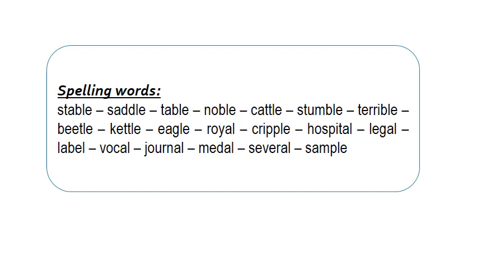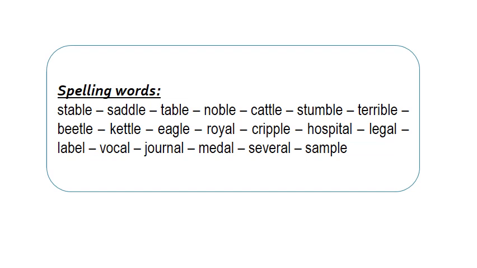Saddle, saddle, schwa sound. It ends with D-L-E, saddle. So I have stable, saddle. Table, B-L-E, table. Noble, B-L-E, noble. Cattle, cattle. So you see, cattle, T-L-E.